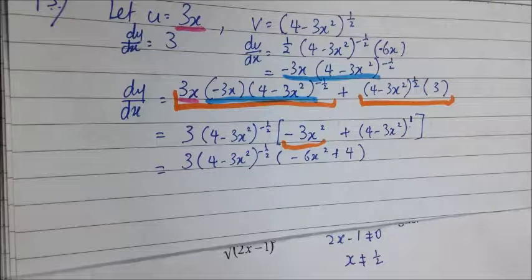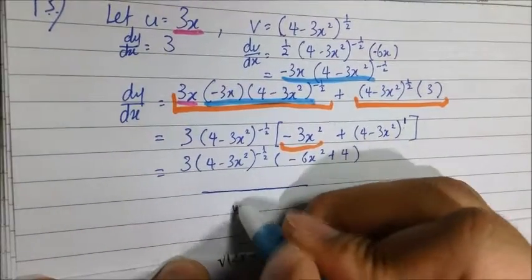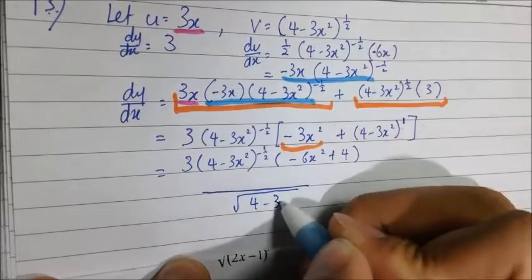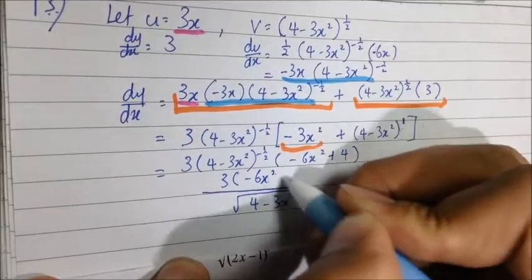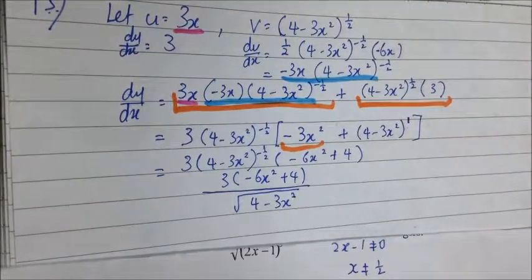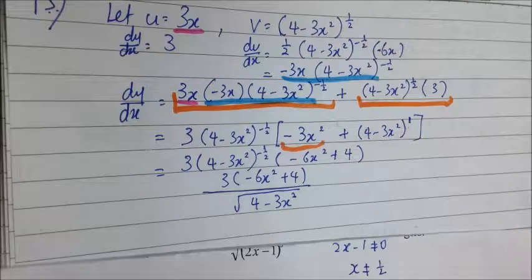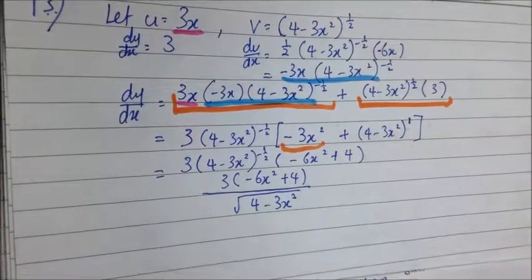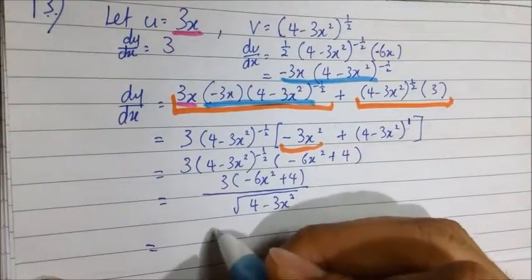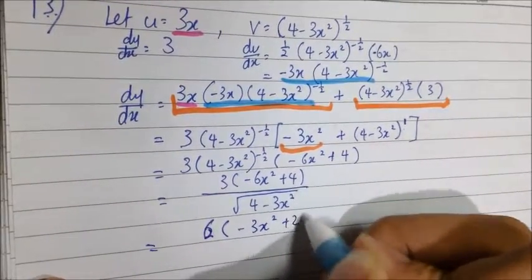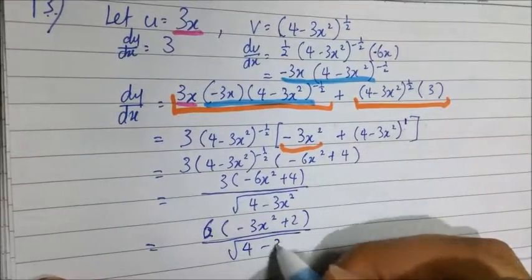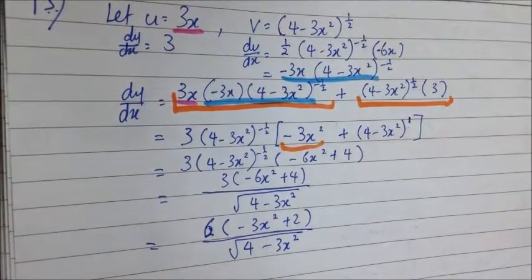Bring down the power, minus half. So this becomes 4. I still have to take out 2. If I take out 2, this one is left with 3. I take out 2, this one is left with 2. Then the final answer is that. So this is 6, minus 3x squared plus 2, minus 4, minus 3x squared. So this is the final answer.